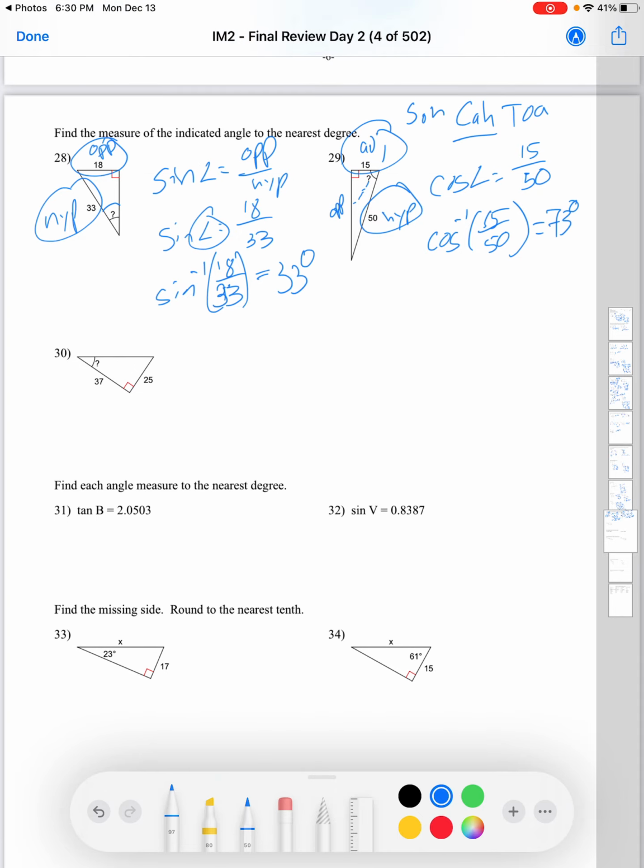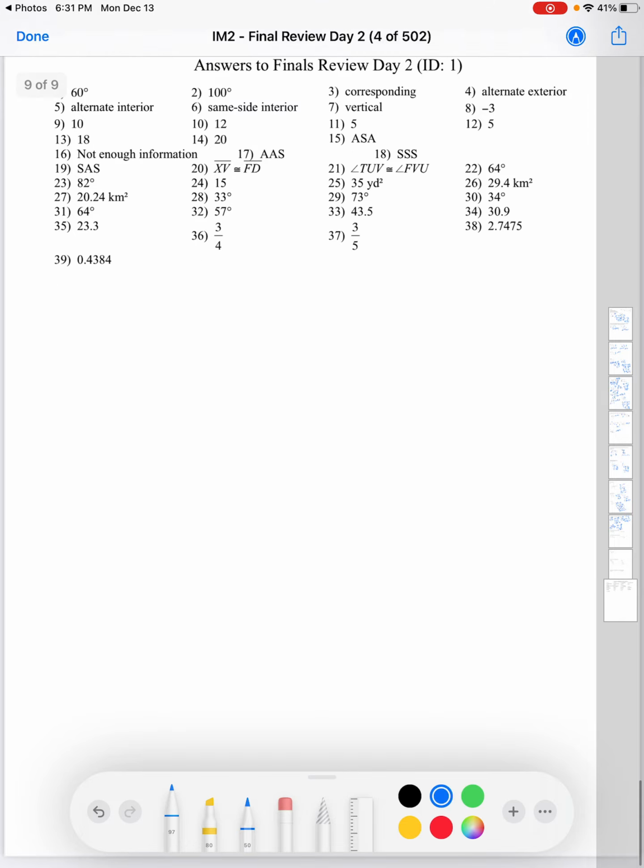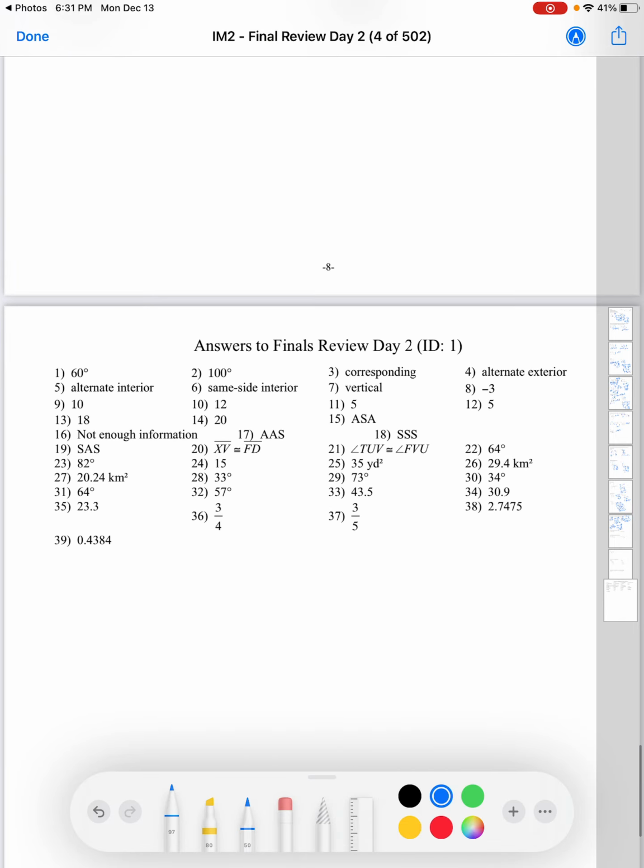Okay. Our eyeball looks across at opposites. There's hypotenuse, adjacent. So we have adjacent and opposite. That's going to be TOA. So tangent of the angle equals opposite over adjacent. 25 over 37. And you're going to want to take the inverse of 25 over 37 to get 34 degrees.